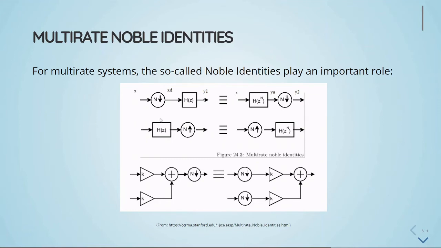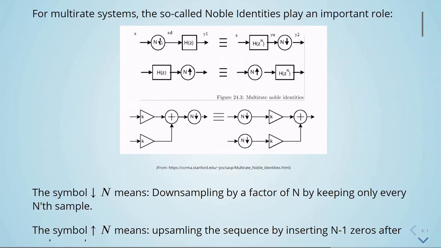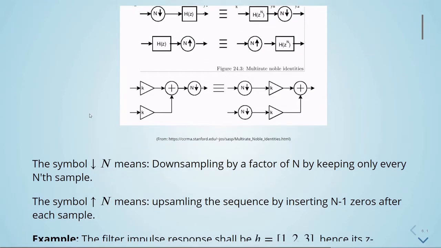So these are the noble identities for upsample and downsample, and the equivalent that we first downsample or upsample and then we filter, or we first filter and then we downsample or upsample. So the symbol with this arrow pointing down means the downsampling by a factor of n, and we achieve this by keeping only every nth sample.